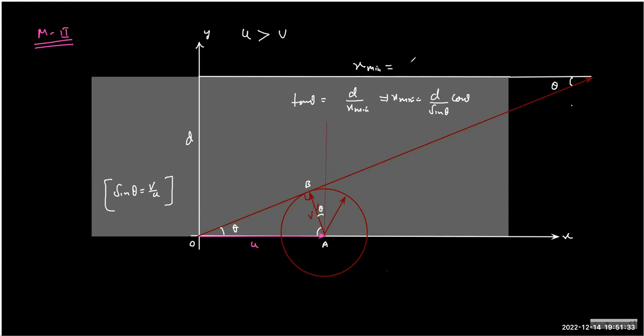D by sine theta into cos theta. So what is sine theta? Let me put it in and check. Sine theta is V by U and cos theta is the square root of 1 minus V square by U square. So the answer is the square root of U square minus V square, times D by V. See, this is a one line answer, right?